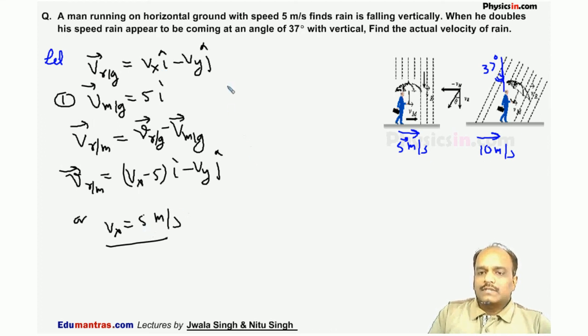Now in the second case, when the man doubles his speed, the velocity of the man with respect to ground is 2 times now.